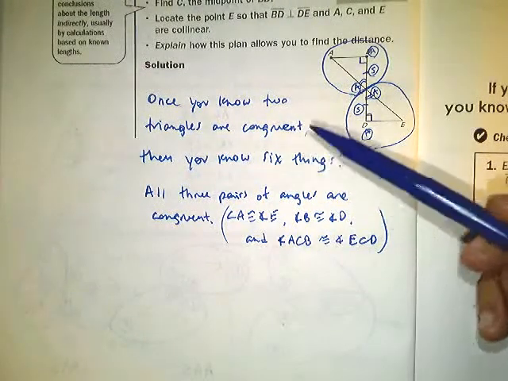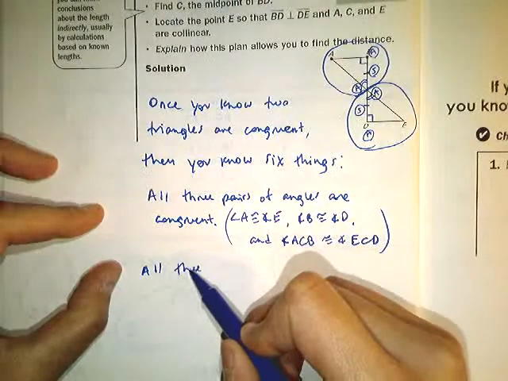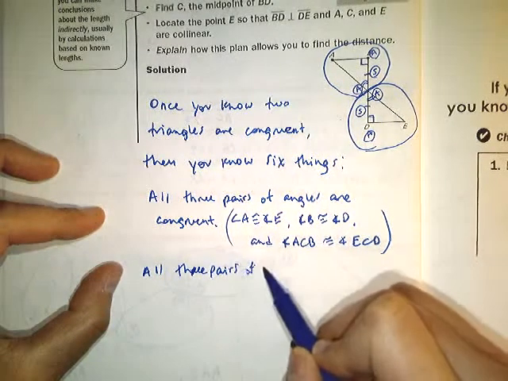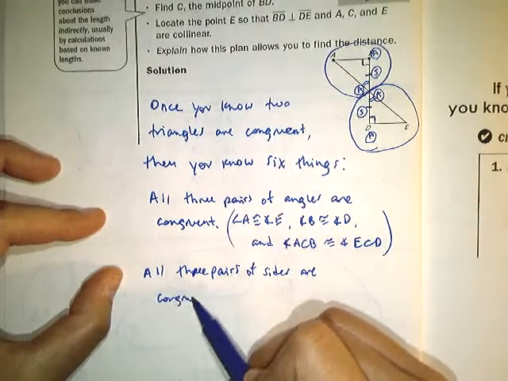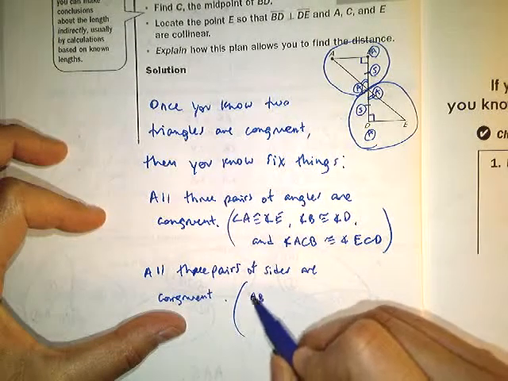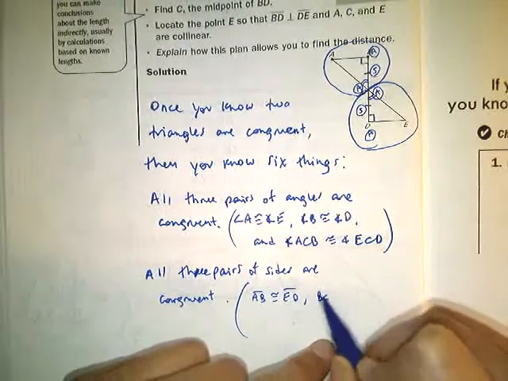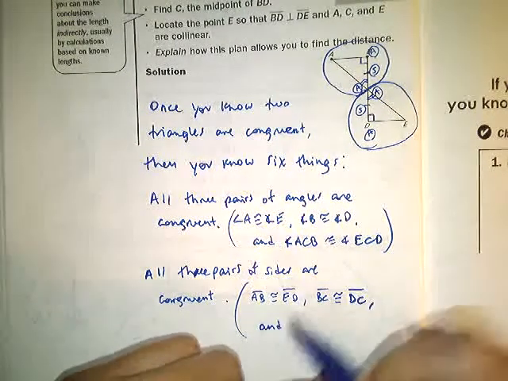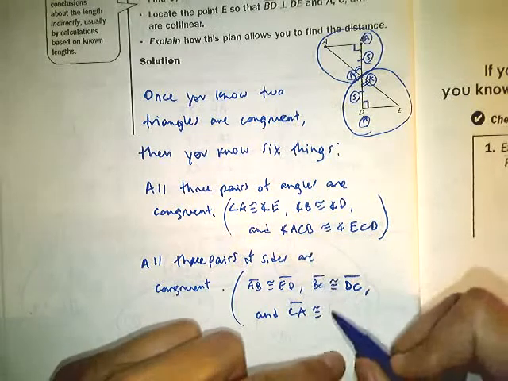And just in general, when you have two triangles that you know are congruent, you know that all 3 pairs of sides are congruent. So in this particular example, you would know that AB is congruent to ED, and BC is congruent to DC, and CA is congruent to CE.